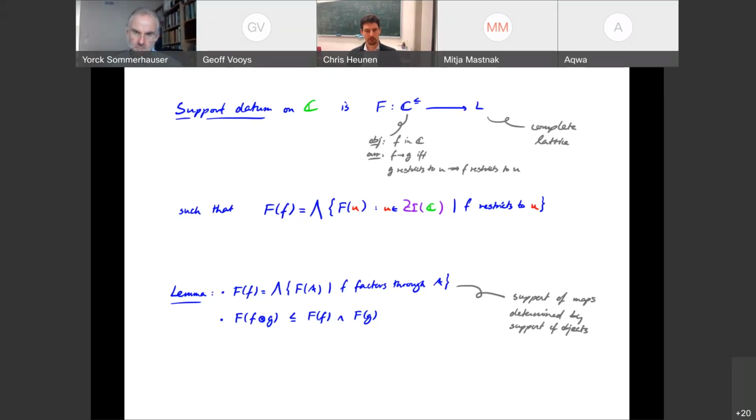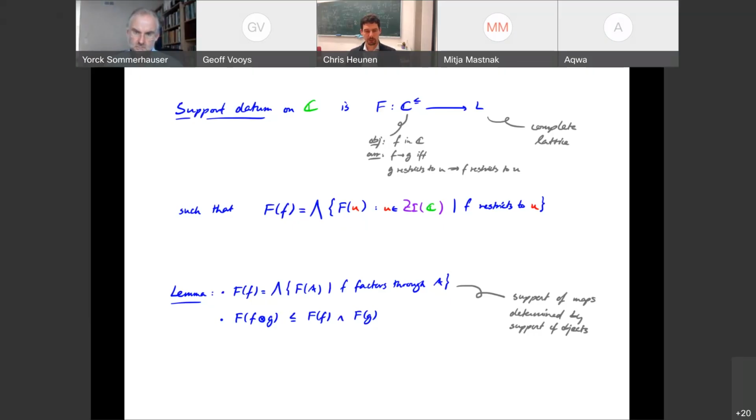Okay, so that's what an arbitrary support datum does. And again, it behaves like you think it should, like some sort of notion of support should behave. For example, if I know the support of a morphism f, and I know the support of a morphism g, then the support of their tensor product, of their combination, is contained in the intersection of the two supports. And this is something you can just prove straight from the definition now.